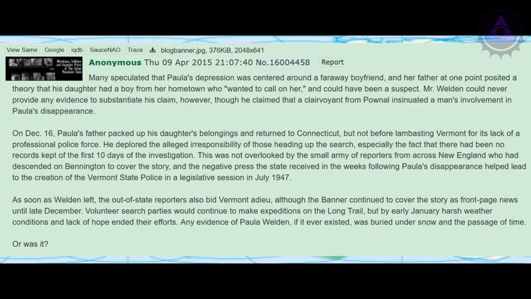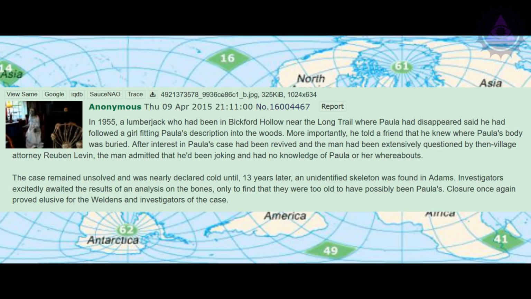Or was it? In 1955, a lumberjack who had been in Bickford Hollow near the Long Trail where Paula had disappeared said he had followed a girl fitting Paula's description into the woods. More importantly, he told a friend that he knew where Paula's body was buried. After interest in Paula's case had been revived and the man had been extensively questioned by then village attorney Reuben Levin, the man admitted that he'd been joking and had no knowledge of Paula or her whereabouts.